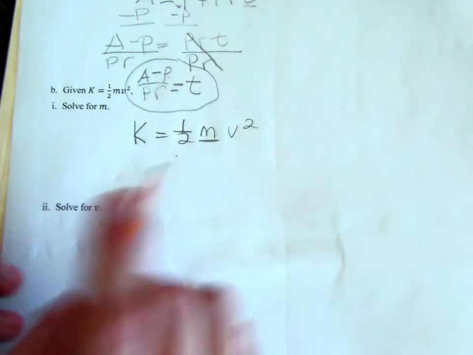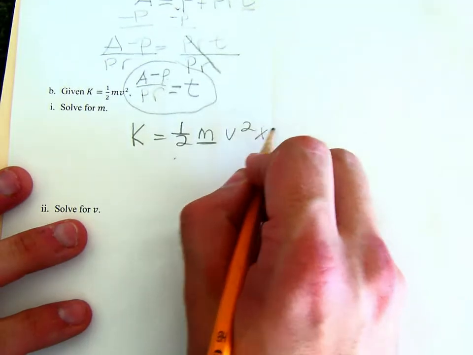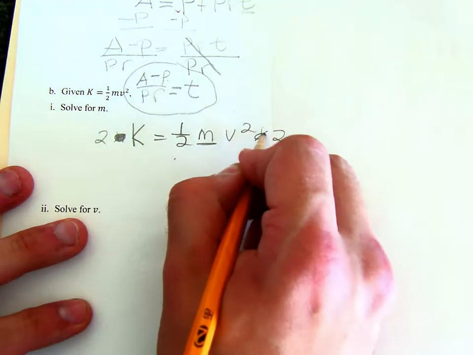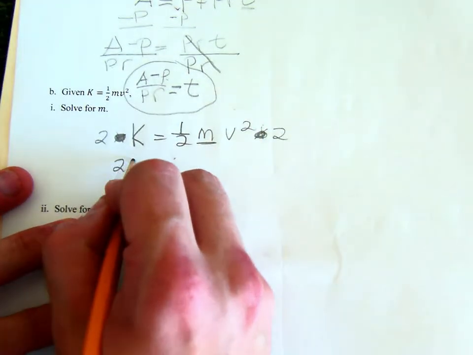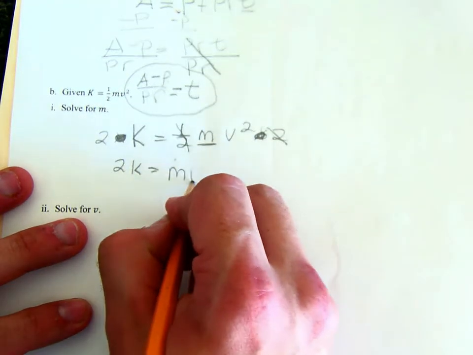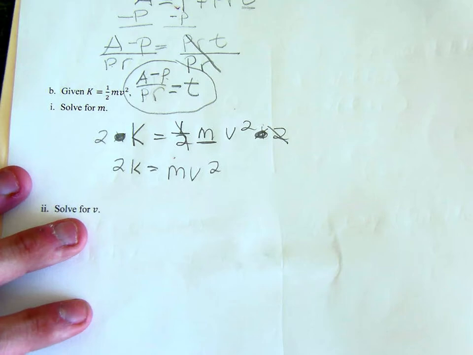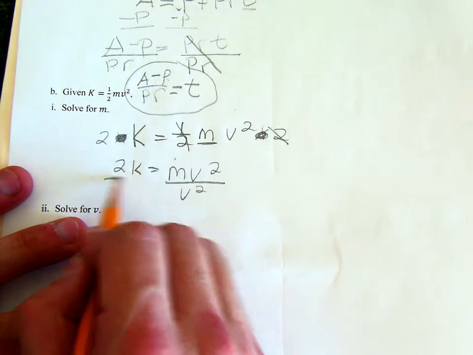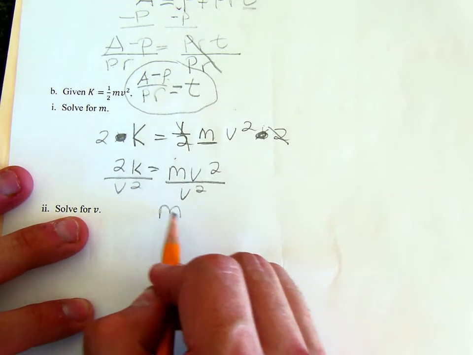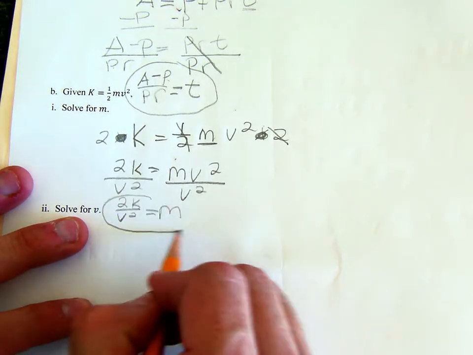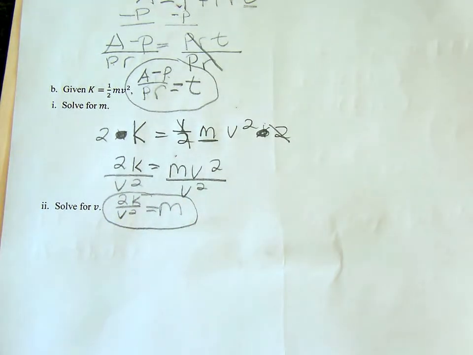So let's get rid of this 1/2 first. Let's multiply by 2 on both sides. If we multiply by 2 on both sides, we'll have 2k is equal to, this 1/2 will cancel with that 2. We'll just get mv squared. And if we wanted to solve for m, or get m by itself, we could divide by v squared, and we'll get that m is equal to 2k divided by v squared. So that is m.